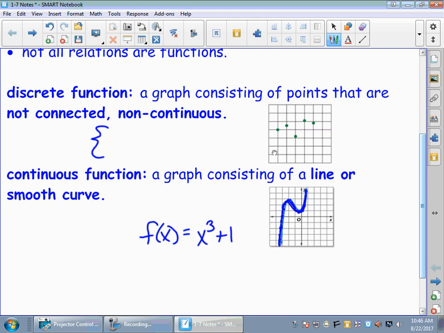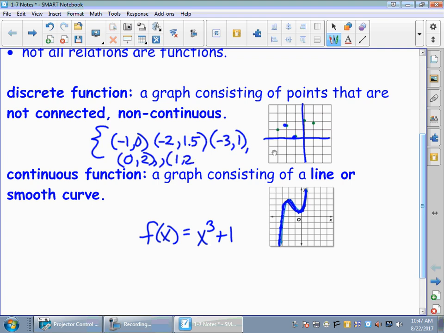If I were to make my coordinate plane like so, you could see that this is -1, 0 right here. This would be -2 and maybe 1.5. This is the ordered pair -3, 1. I've got 0, 2 on there, and I've got 1, 2 on there. So it's just those ordered pairs, nothing in between them. If you were to connect those, you're talking about all the fractions and decimals that belong between them. So discrete is not connected, continuous is a continuous line.